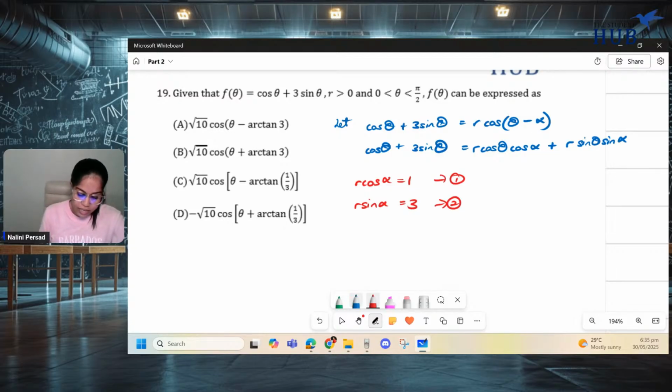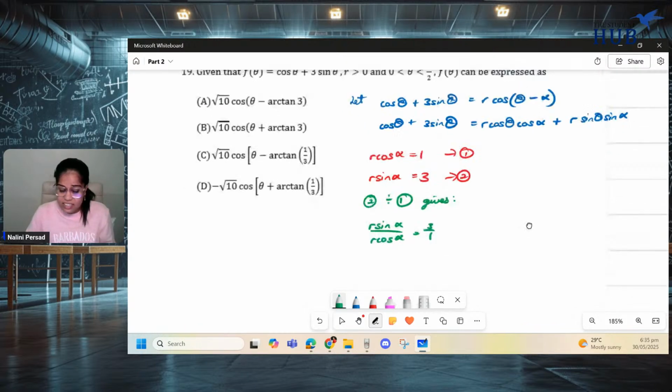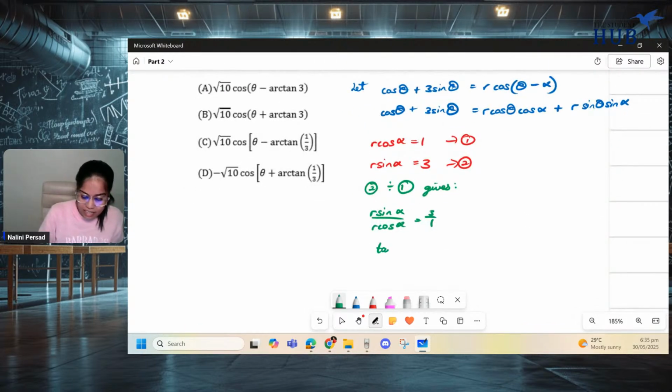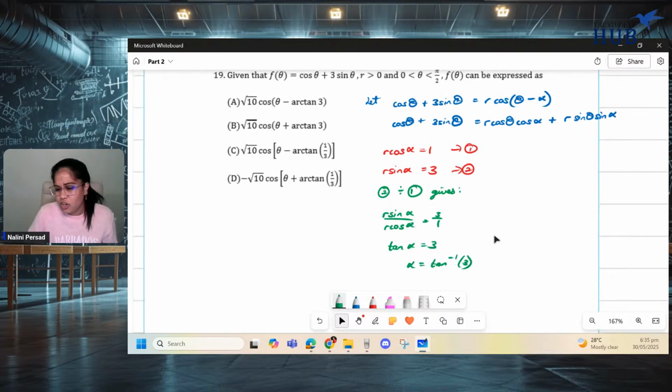First thing we need to do is find alpha. We're going to do equation 2 divided by equation 1. The reason being is because we want sine on top of the cos. Right? So 3 divided by 1. If you get sine over cos, that gives you tan. Tan alpha is equal to 3. So alpha is tan inverse of 3.